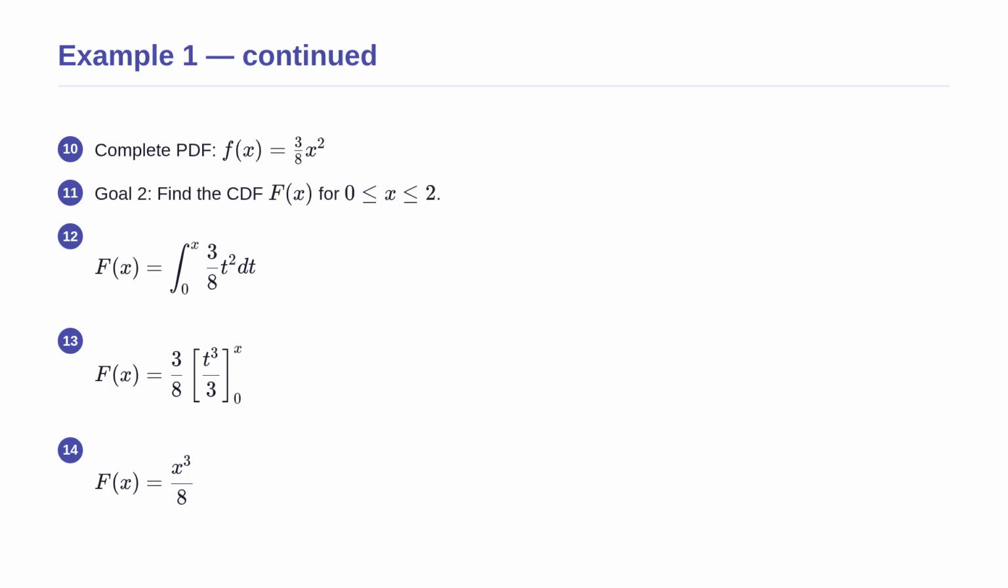Now that we have our complete probability density function, 3/8 x squared, our next goal is to find the cumulative distribution function, capital F of x. We do this by integrating the density function from the starting point 0 up to a variable point x. We use t as our dummy variable inside the integral. We integrate t squared to get t cubed over 3, multiply by the constant 3/8 and evaluate from 0 to x. The 3's in the numerator and denominator cancel out, leaving us with x cubed over 8 as our final cumulative distribution function.